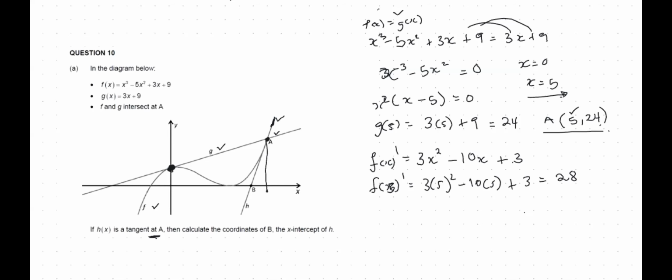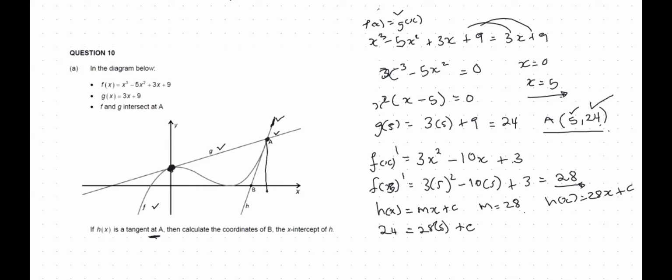Now that we know the gradient, we can go ahead and calculate the equation. We'll say h of x is equal to mx plus c, where our m is equal to 28, giving us h of x is equal to 28x plus c. To calculate c, we will substitute in the point 5 and 24. So we will have 24 is equal to 28 multiplied by 5 plus c, and we will calculate a c of negative 116.